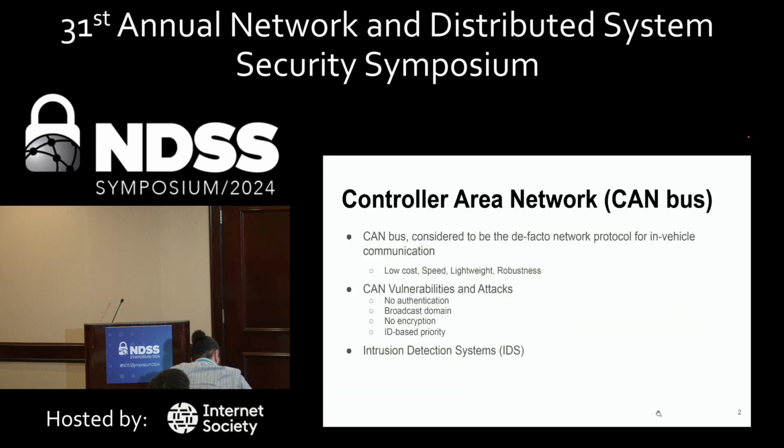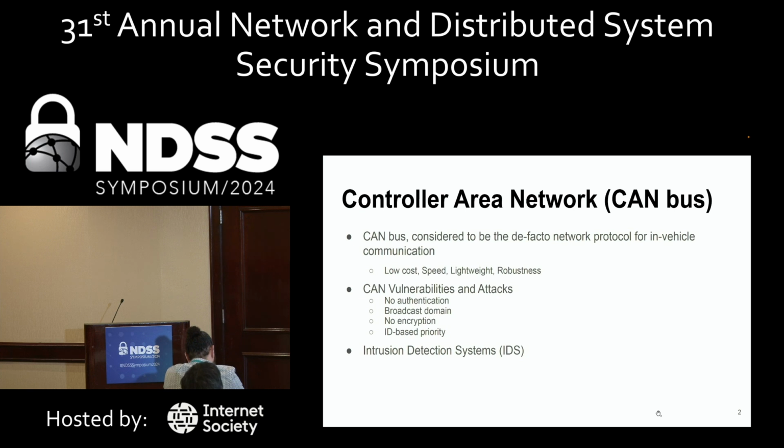Controller Area Network, CAN bus, is widely used because it offers several advantages. It's cost-effective, supports speeds up to 1 Mbps, has a lightweight design, and is highly robust. However, despite its widespread use, the CAN bus lacks security features like authentication and encryption. Additionally, its reliance on broadcast domain and ID-based priority makes it vulnerable to cyber attacks.